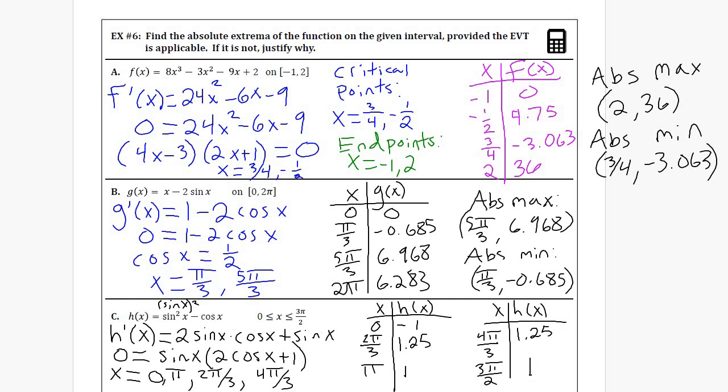So we have an absolute minimum value of -1 and an absolute maximum value. And if we're talking about the value, I can just say it's 1.25, because that's the same value at both 2 pi over 3 and 4 pi over 3. If it asks you to list the points, then you would just list both of your points.